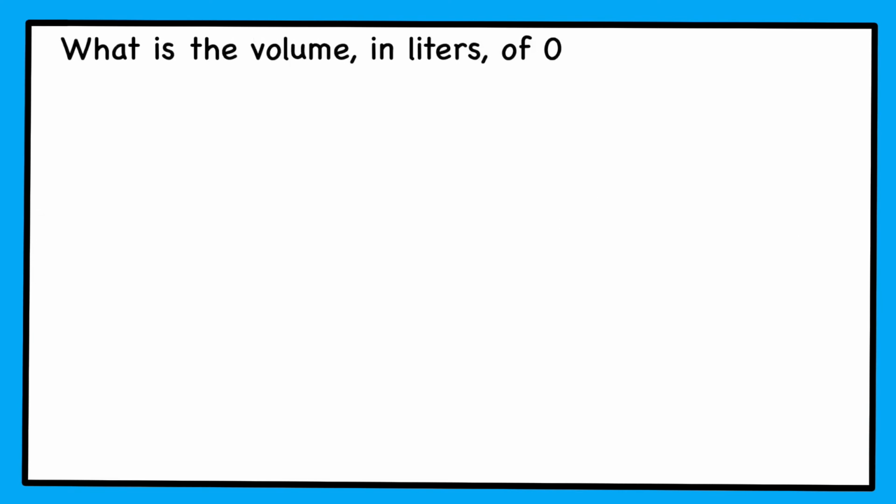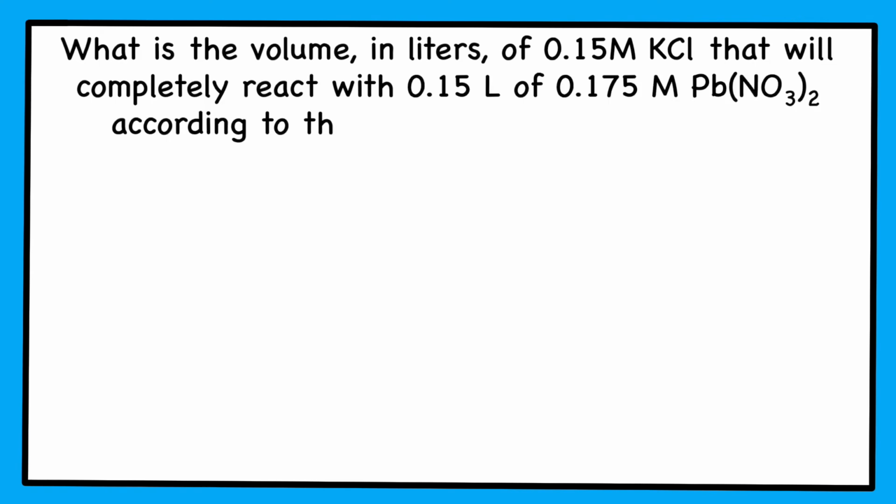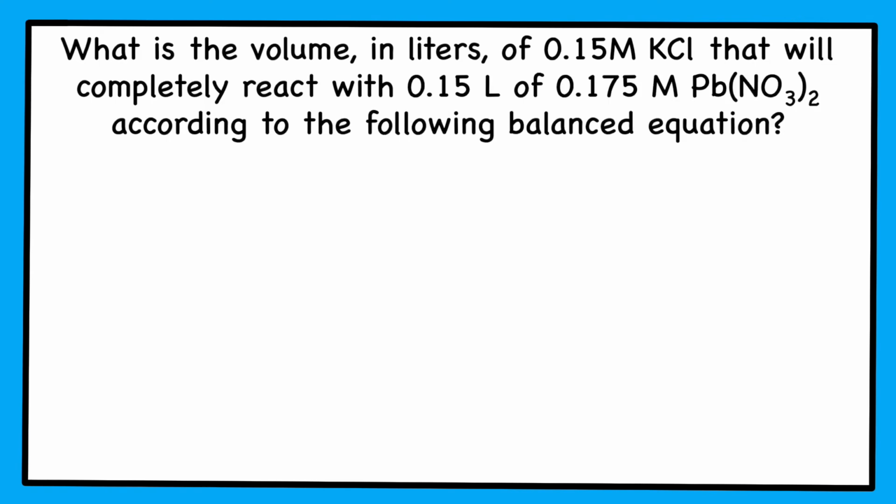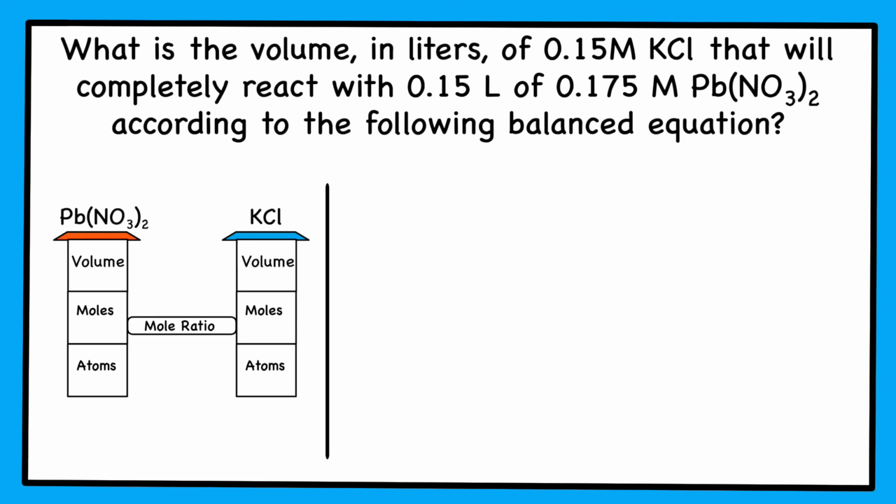What is the volume in liters of 0.15 molar potassium chloride solution that will completely react with 1.5 liters of 0.175 molar lead-2 nitrate solution according to the following balanced equation? 2 KCl plus Pb(NO3)2 yields PbCl2 plus KNO3. So let's write down what is given first.